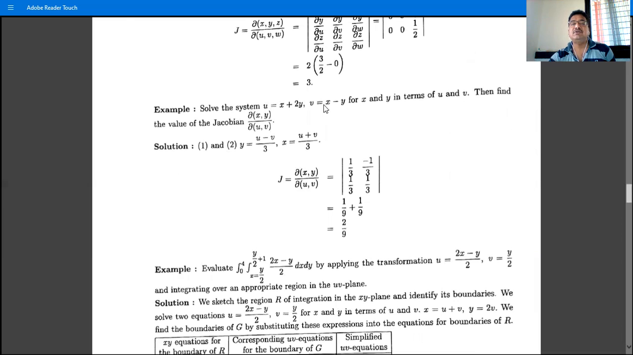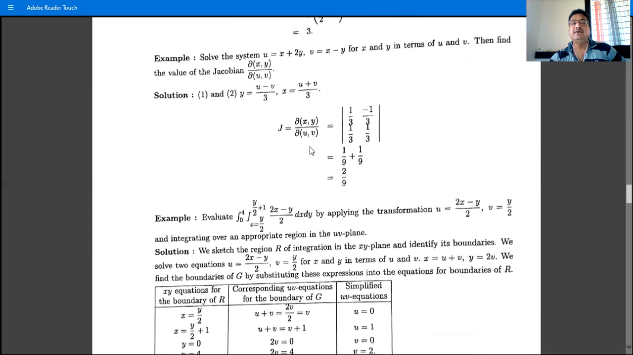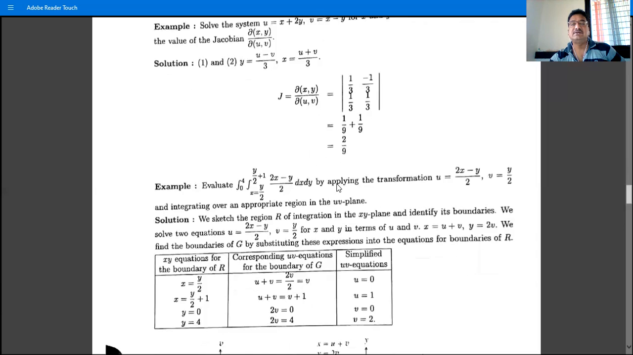Here u is a function of x and y, and v is a function of x and y; find x and y in terms of u and v. Then find the Jacobian ∂(x,y)/∂(u,v). So first find the values of x and y in terms of u and v. These are the values of x and y. Then the Jacobian is this determinant, and we have the answer 2/3.